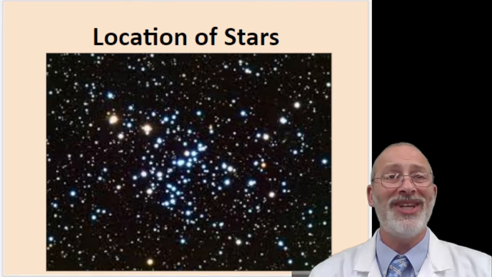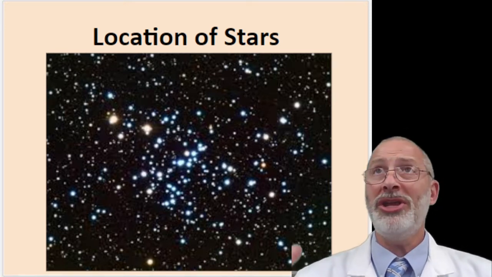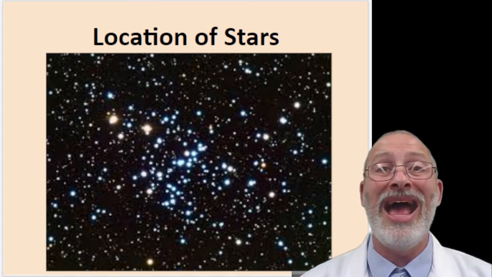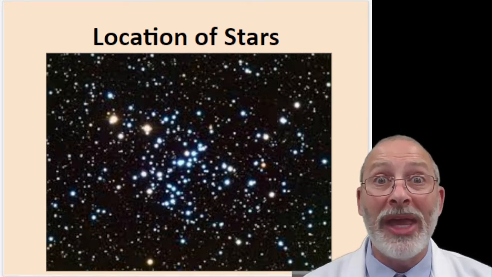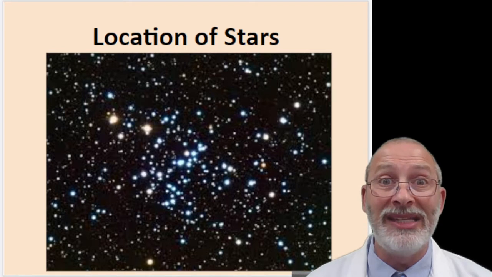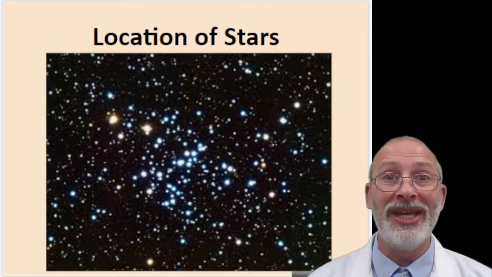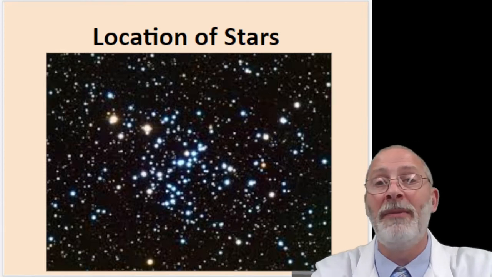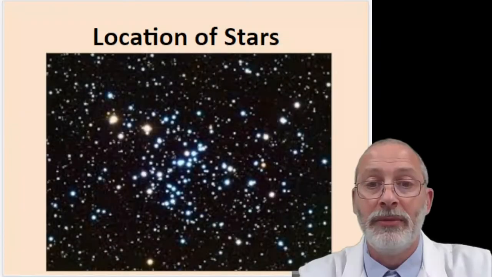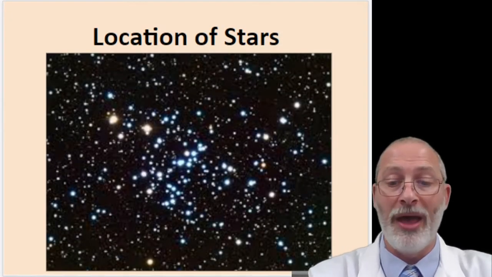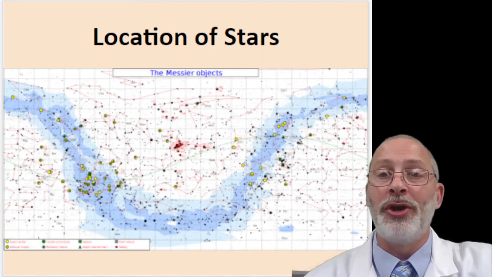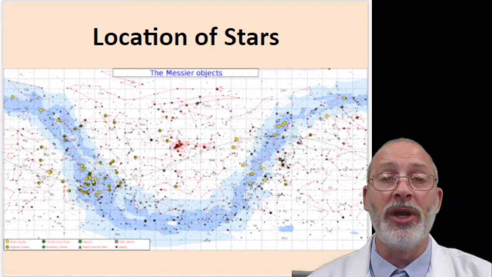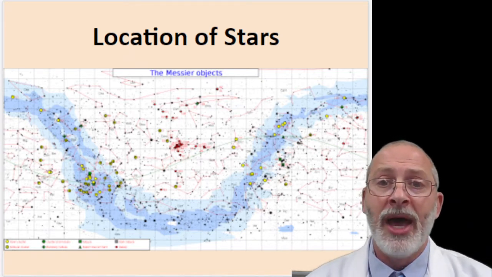So if you want to study stars and you're looking up one night and you want to look at the same star the following night, how in the world do you do it? It would be so easy to get lost looking up at the night sky. So astronomers have to come up with a way to help them determine the location of stars. And so that's where we're going to begin here today.